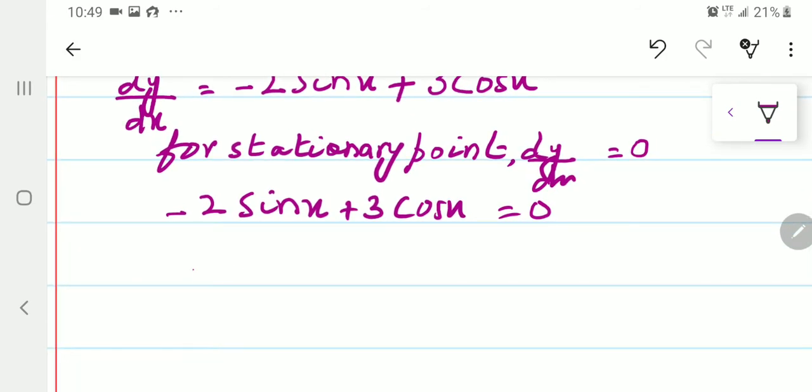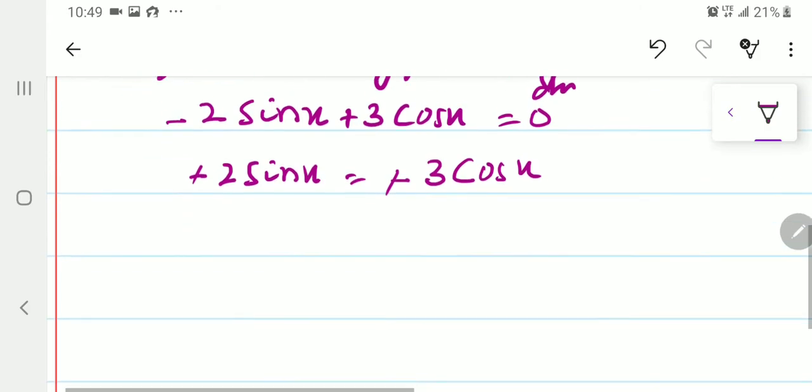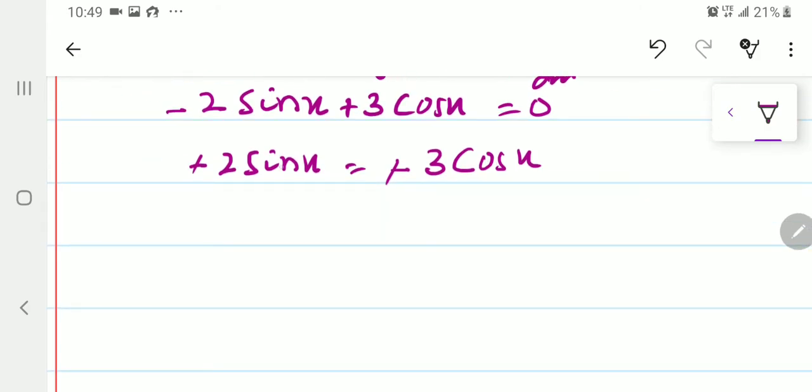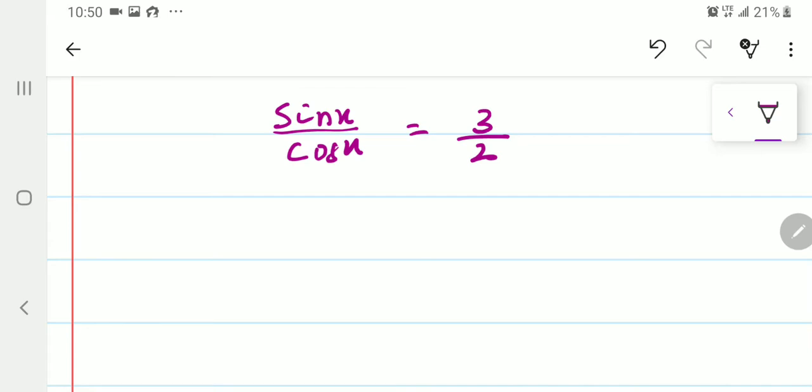Now if I shift 3 cos x to the other side, it will become minus 3 cos x. Minus and minus can be cancelled, and if I bring this cos x to the left hand side, it can be written like this: sin x over cos x is equal to 3 over 2. We know that sin upon cos is tan, so it will become tan x equals 3 upon 2.